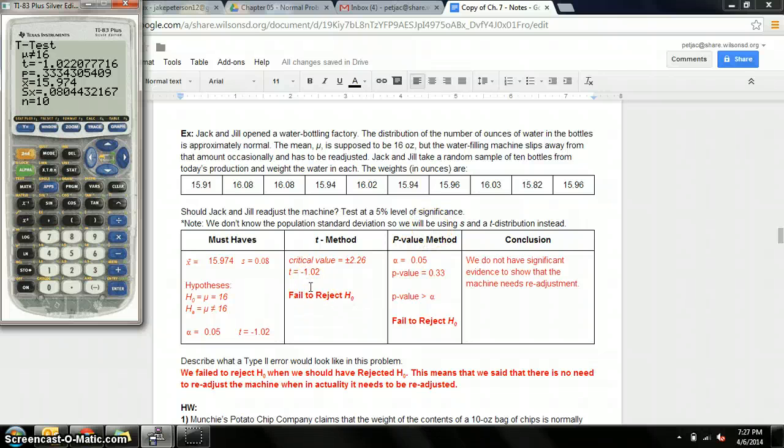If you hit paste and then you hit enter, you should get a critical value of negative 2.26, but remember this is a two-tailed test, so it would need to be the positive and the negative version of 2.26, so it's positive and negative 2.26. So if our t-statistic falls in between those two, we're going to fail to reject, which ours does here. If it would fall outside of it, that's when we would reject it. So we fail to reject the null hypothesis. What does that mean here? It would mean that we do not have significant evidence to show that the machine needs readjustment.